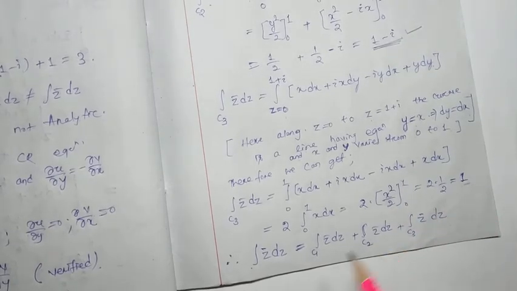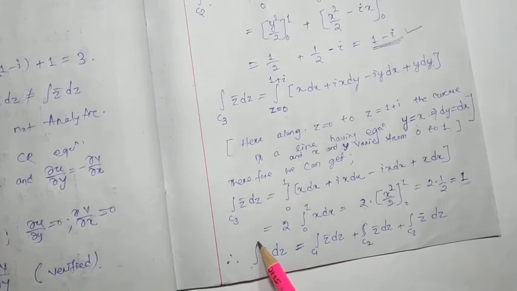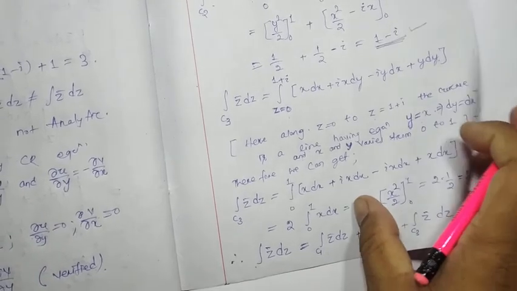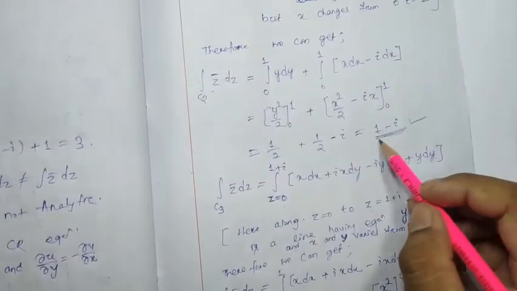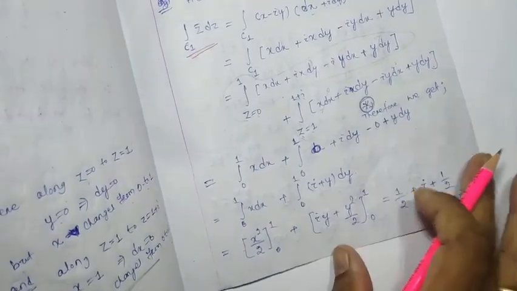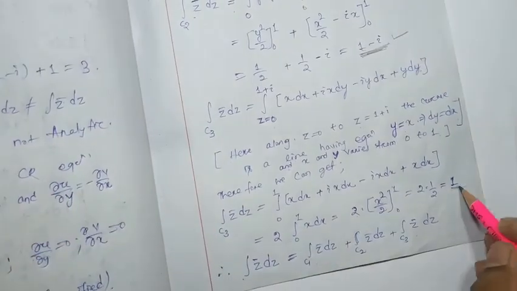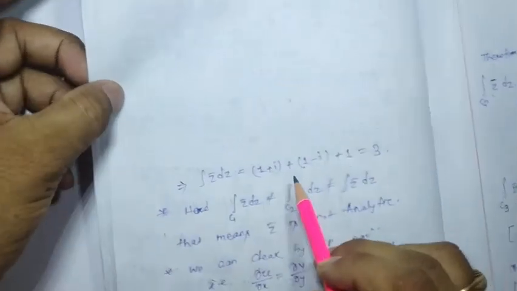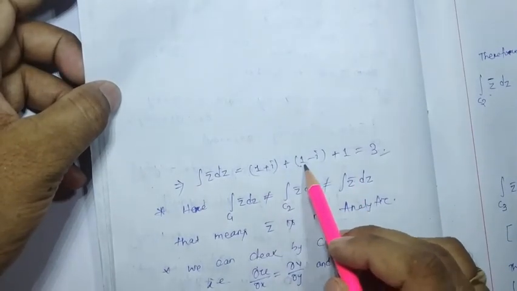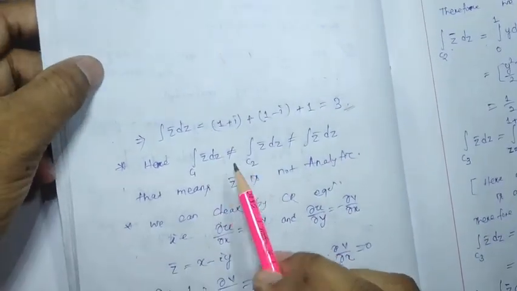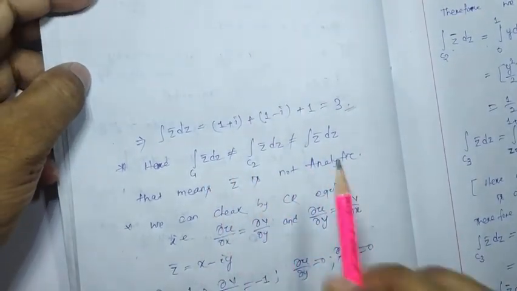So here we found that integration of z bar dz will be integration over C1, C2, C3. What will be the values? The values are 1 minus i, 1 plus i, and another is 1. So that implies integration z bar dz will be equal to 1 plus i plus 1 minus i plus 1, equal to 3. But here all are different. Why all are different? It means it is not analytic.